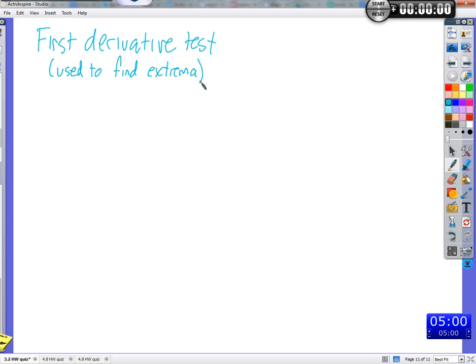Now keep in mind we're talking about the derivative, so we don't want to just say increasing, decreasing. That's the vocabulary Algebra 1 and Algebra 2 students would use. Not that it's bad, but we want to bring it up to the calculus level, so we're going to talk in terms of the derivative. So let's do condition one. We're going to find a maximum.